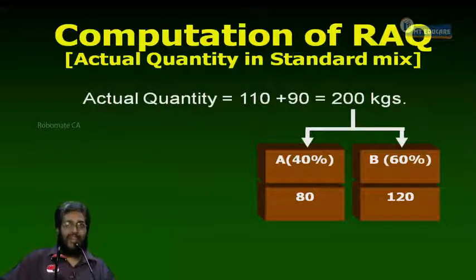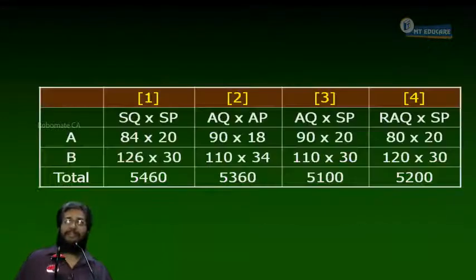Simply 200 kg divided in the ratio 40%, 60%: 80, 120. Please don't draw the boxes or 3D shapes. Just write only the numbers. Don't do coloring. Can I proceed? Completed? Okay. This has already been copied, don't copy it once again.